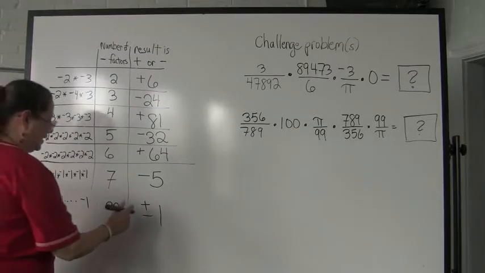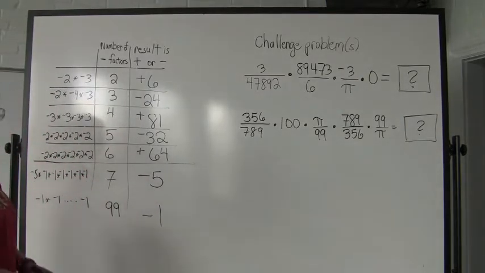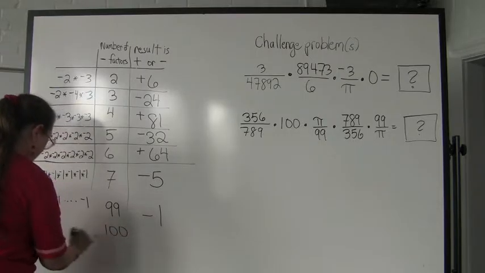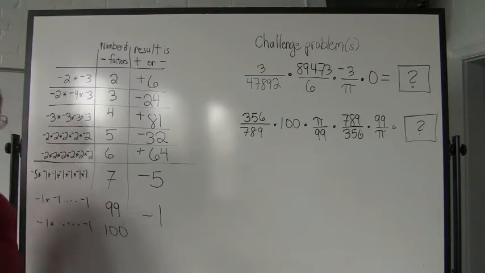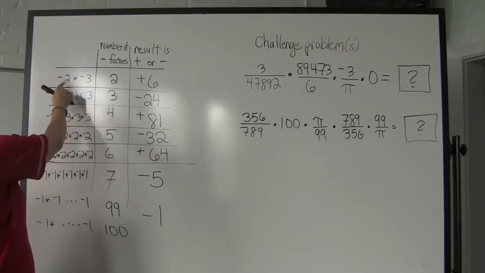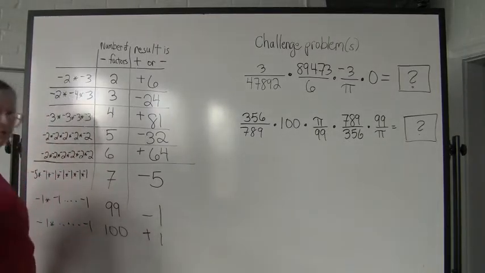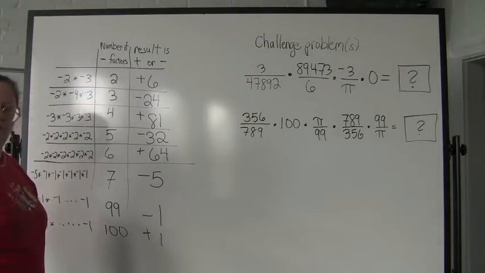We're going to get a negative answer. And if we had 100 of them all being multiplied, okay, 100 of them there, all our even numbers of negative factors are going to give us a positive answer. Right? So that's something else that's in lesson 1-4.